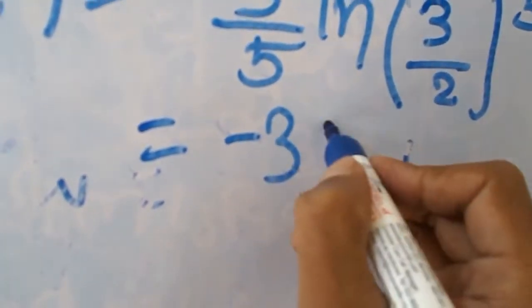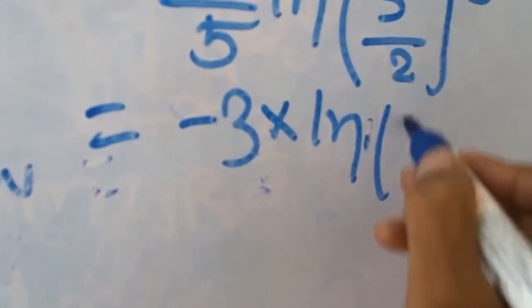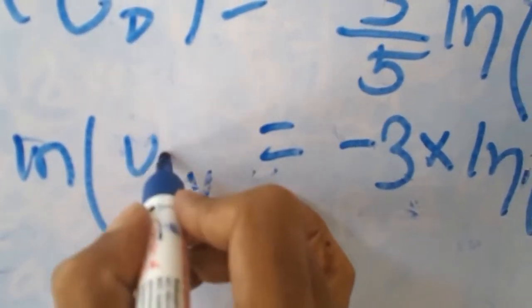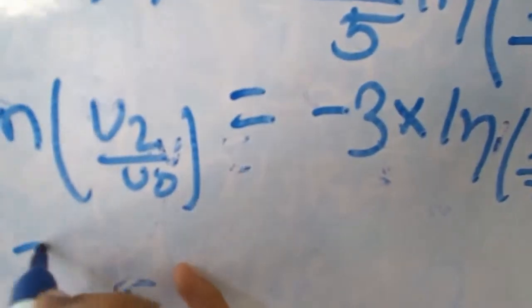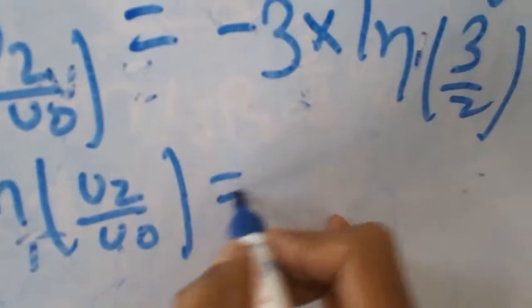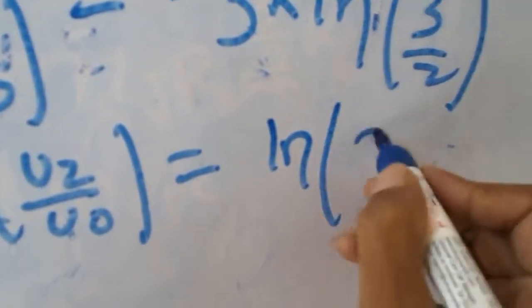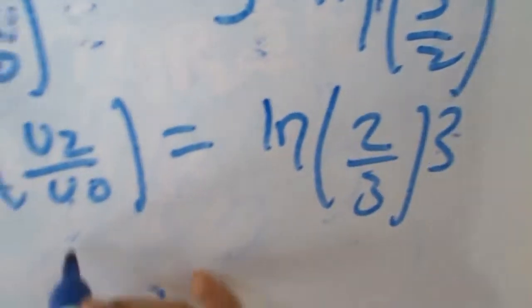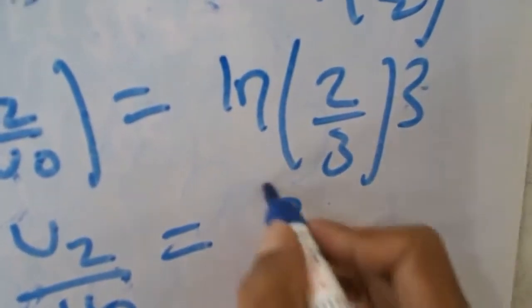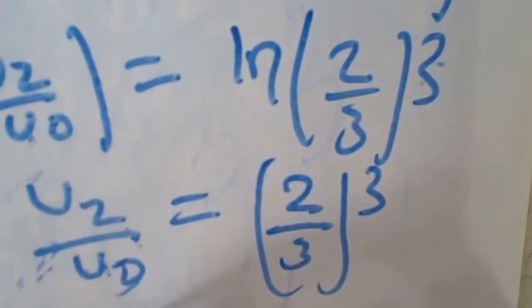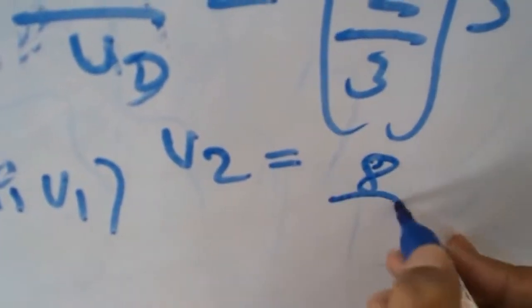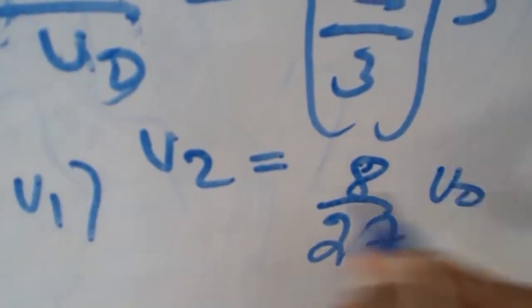So what does it become? Minus 3 ln 3 by 2. This should be equal to ln V2 by V0. So it will become ln V2 by V0 equal to ln (2 by 3) cubed. So V2 by V0 should be equal to (2 by 3) cubed, and this will become V2 equals 8 by 27 V0.